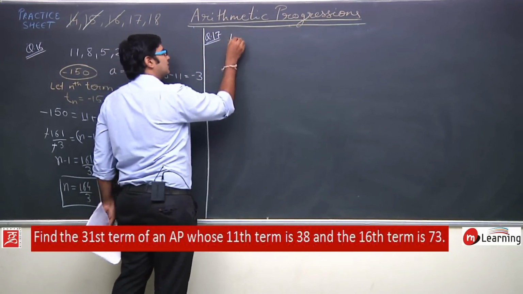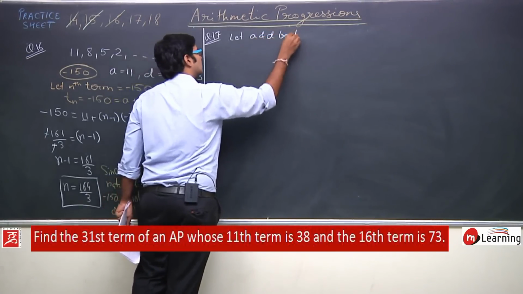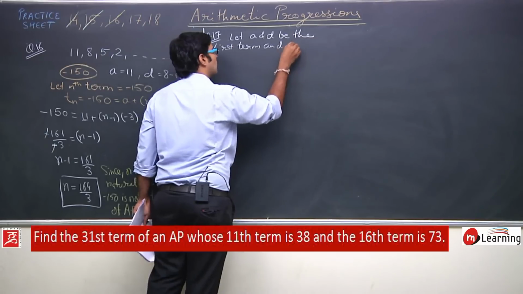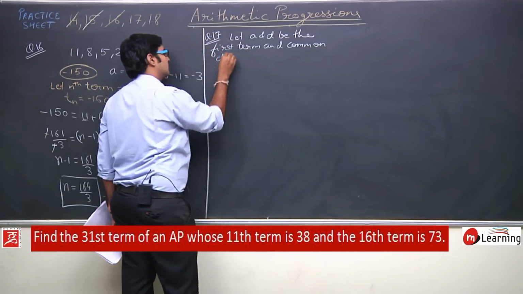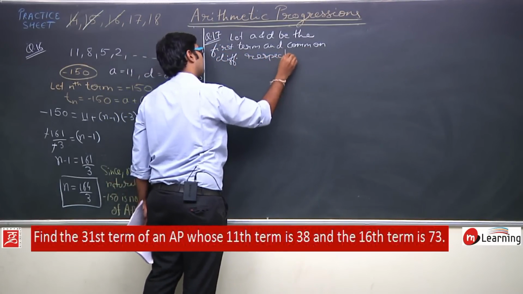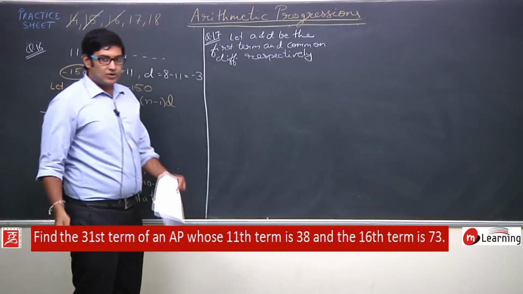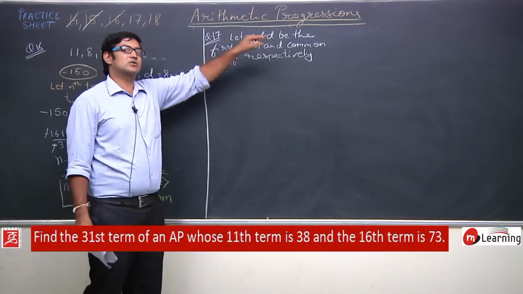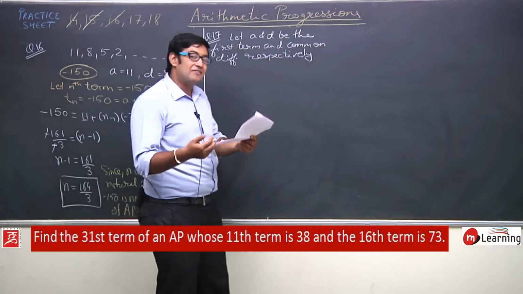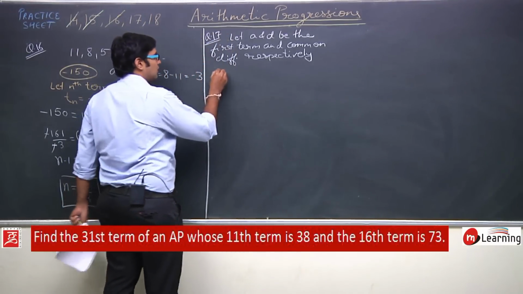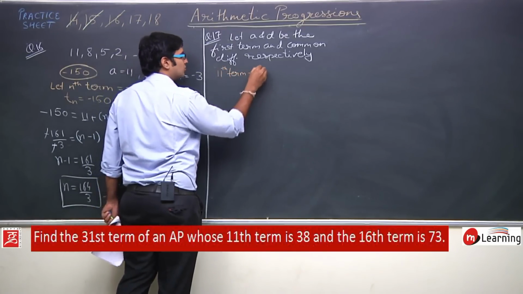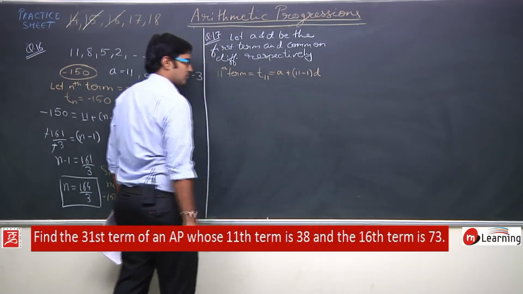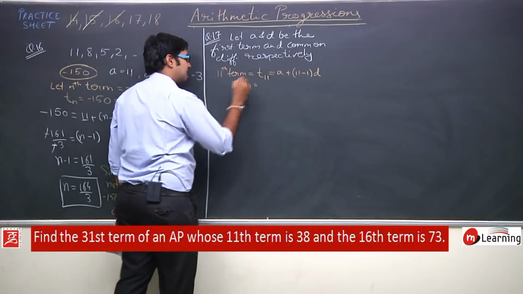So what I can write, let A and D be the first term and common difference respectively. Now because we do not know what the AP exactly is, we assume the first term to be A and the common difference to be D. It is because we are given the 11th term of that AP. So the 11th term, that is T11, will be A plus 11 minus 1 into D. Okay, A plus 11 minus 1 into D, and T11 is given as 38.